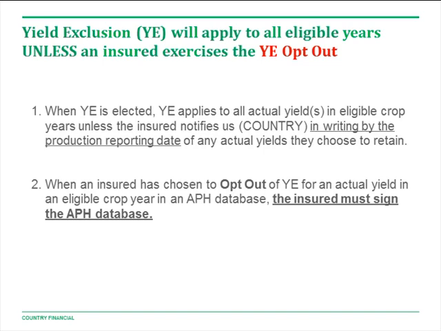So, if you have a customer who has a unit that has an eligible year and they do not want to exclude it, they want to retain it in their APH, then that is considered an opt-out. They're opting out of yield exclusion on a particular yield in a particular APH database. And if that is the case, they have to sign the APH database where they want to retain the yield.